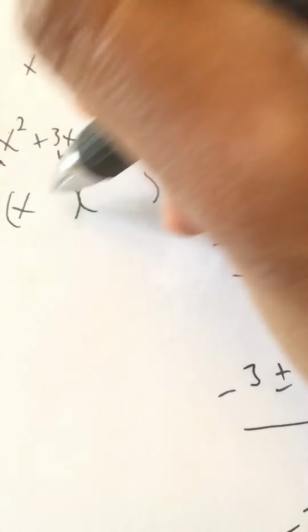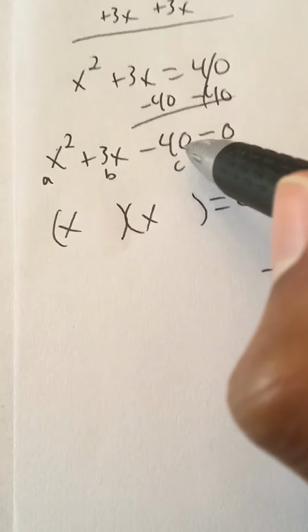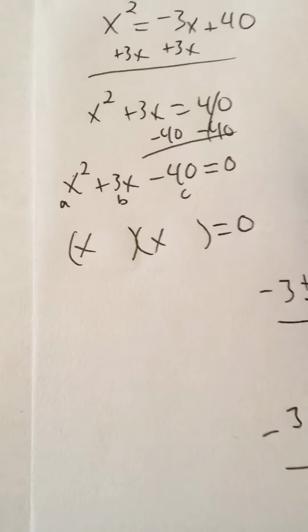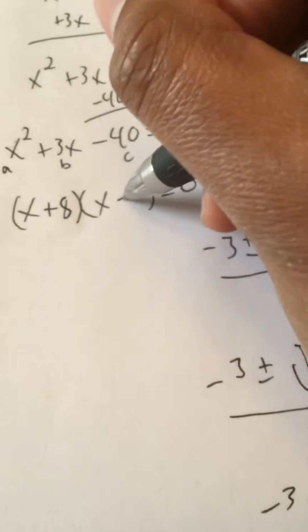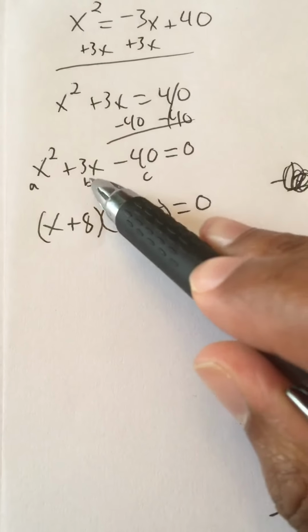So just like normal, x and x, and I had to think about these factors. If you don't know your multiplication facts so well, you might want to do the quadratic formula. But if you do have a good grasp of your multiplication facts, eventually you'd figure out that 8 times 5 gives you 40, but I would have to make it a positive 8 and a negative 5 for that to equal negative 40 and to add to positive 3.